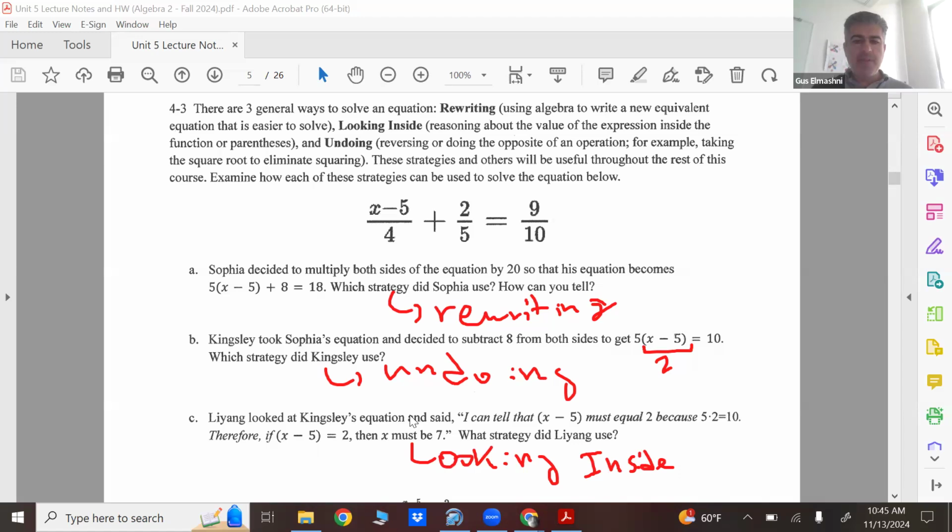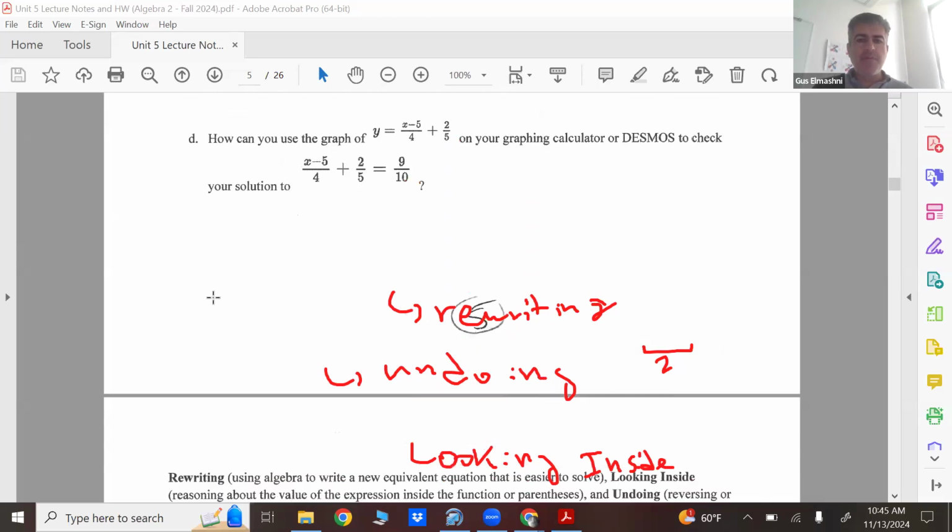Also, at the same time, you could probably say Liang undid it by dividing by 5. You could say that as well. But I'd say most likely, looking inside, seeing that x minus 5 has to equal 2. All right. So let's look at this one here.